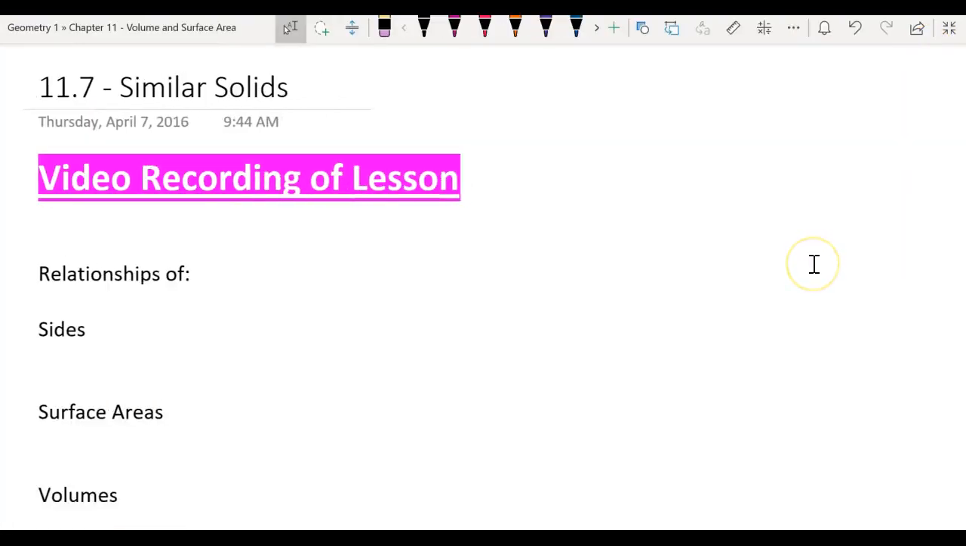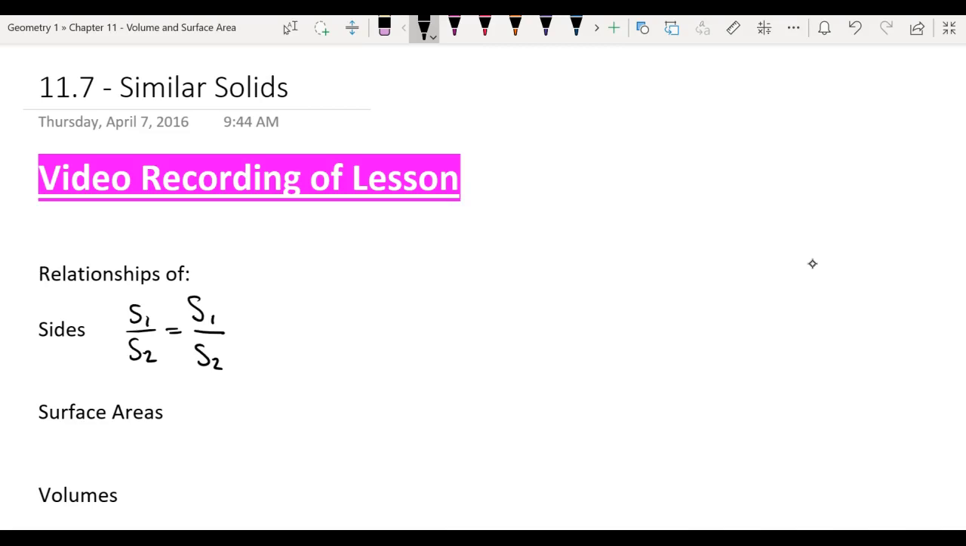So this is related to chapter 6, okay? It's on similar solids. In chapter 6, we talked about similar figures and similar figures in their areas. So chapter 11, part 7, is on similar solids. When it comes to the relationship of the sides, you do side 1 over side 2 equals a second side from 1 over a second side from 2.